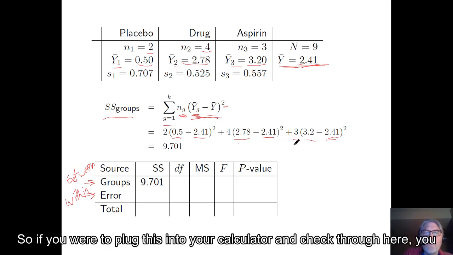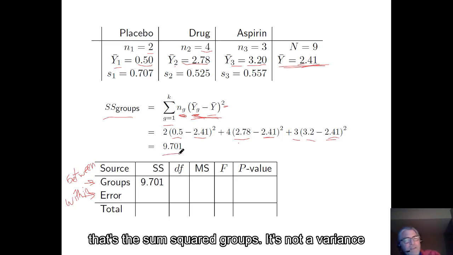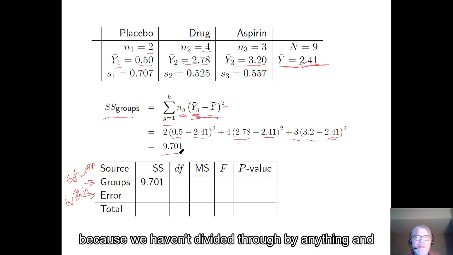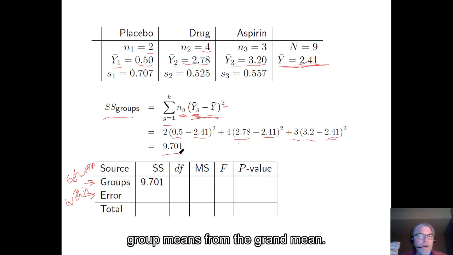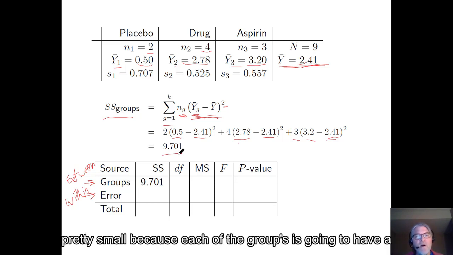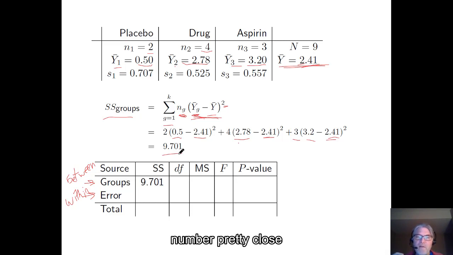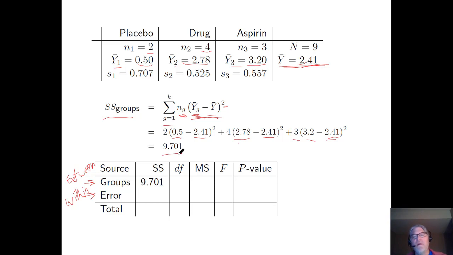Okay, so if you were to plug this into your calculator and chug through here, you'd get this 9.701. So that's a sum of squared groups. It's not a variance because we haven't divided through by anything, and it's kind of a weird weighted sum, but it's encapsulating how much variability there is in the group means from the grand mean. So if the null hypothesis is true, this number tends to be pretty small because each of the groups is going to have a number pretty close to the grand mean. Okay, so that's capturing how much variability there is group to group.